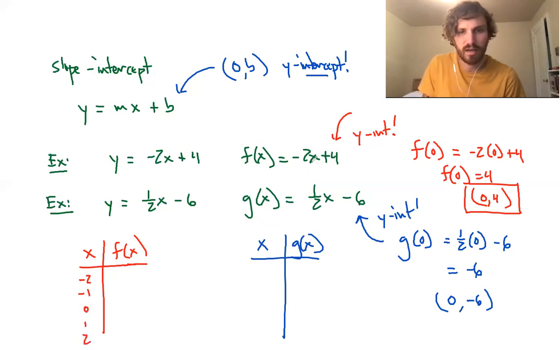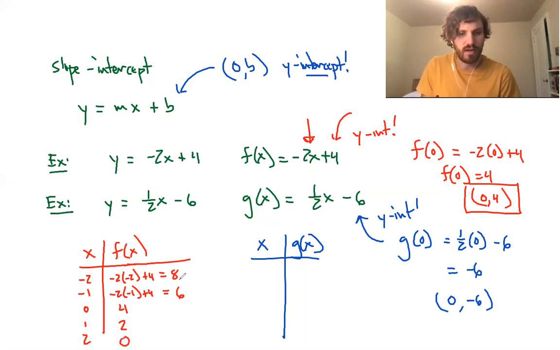So if I plug -2 in right there, I get -2 times -2 plus 4, which is 8. If I plug -1 in, I get -2 times -1 plus 4, which is 6. If I plug 0 in, I get 4. If I plug 1 in, I'm going to get 2. And if I plug 2 in, I am going to get 0. So my outputs are 8, 6, 4, 2, 0.